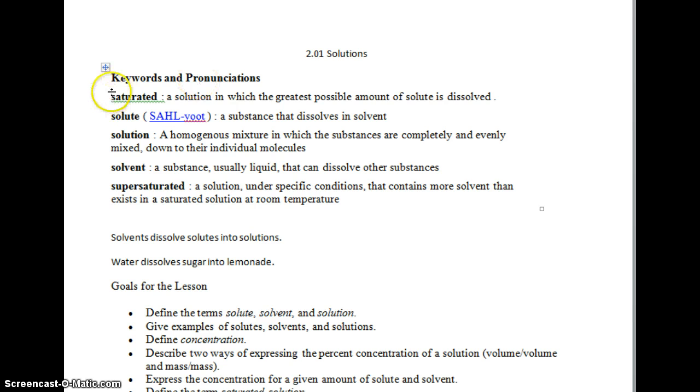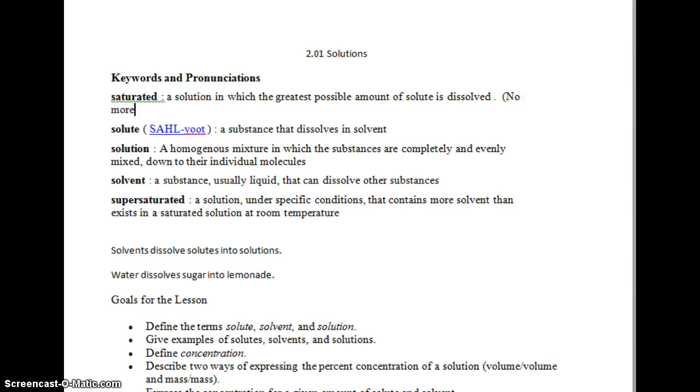So first of all, saturated. A solution in which the greatest possible amount of solute is dissolved. So in other words, no more sugar can dissolve. Why? Because it's saturated. Because it's full. There's no more room. And the extra, what's going to happen to the extra sugar? It's going to sink to the bottom of the glass.